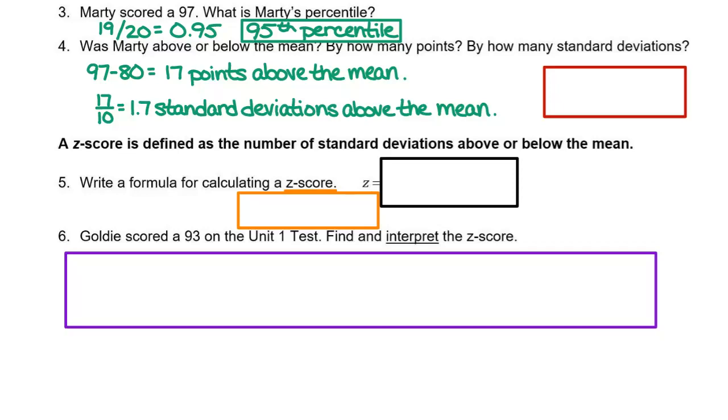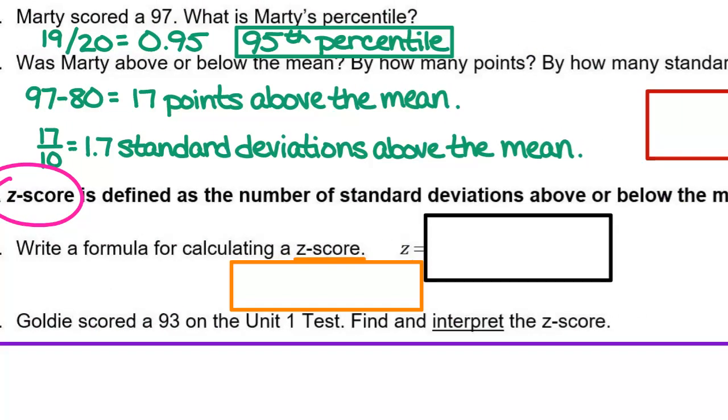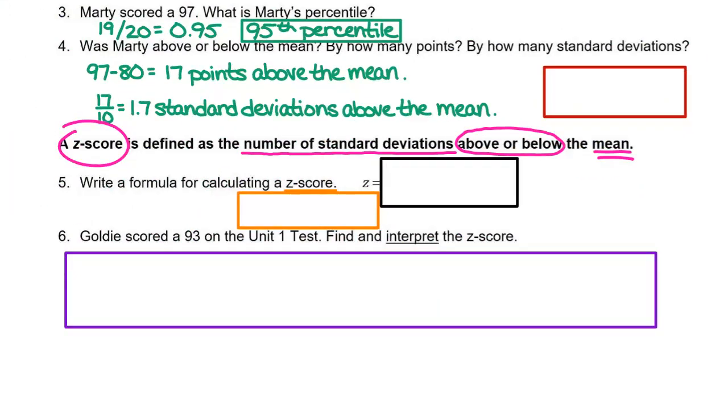So what I've been leading up to is this idea of a z-score. A z-score is defined as the number of standard deviations above or below the mean. So this number right here, when you said it was 1.7 standard deviations above the mean, that's a z-score. We're going to use z-scores from now until May. They come up a lot. They have a lot of applications here.